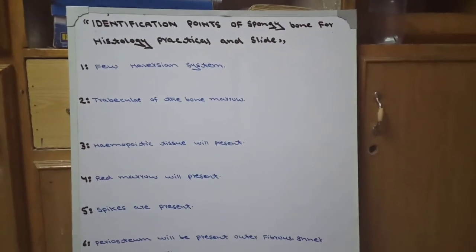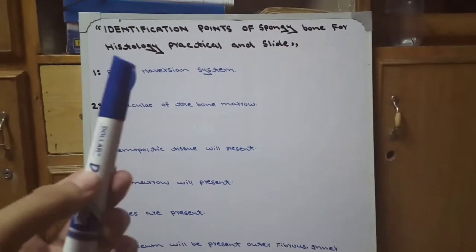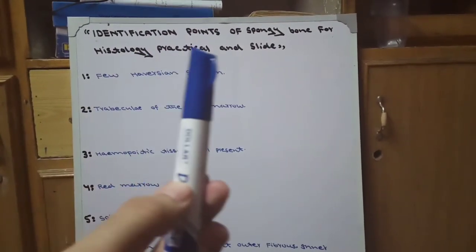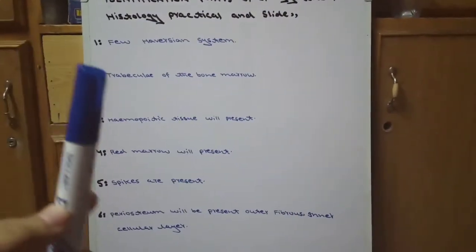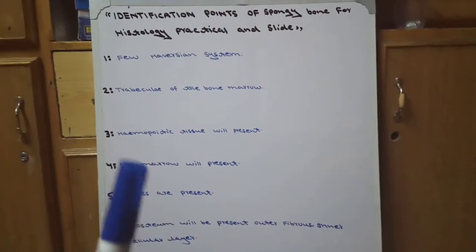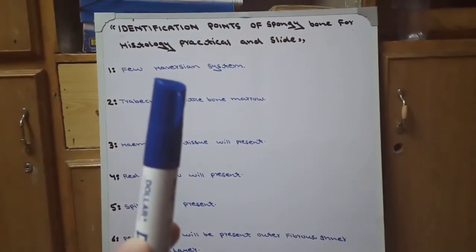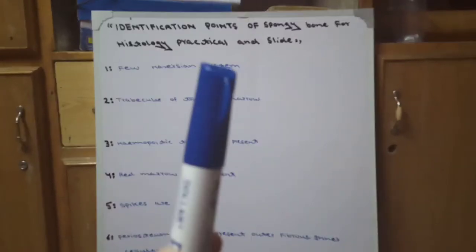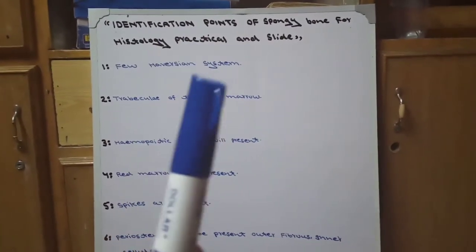Today our topic is related to histology, identification points of spongy bone for histology, practical and slide. There are 6 identification points of spongy bone. Number 1, few Haversian systems. There will be few Haversian systems in spongy bone and more in compact bone.